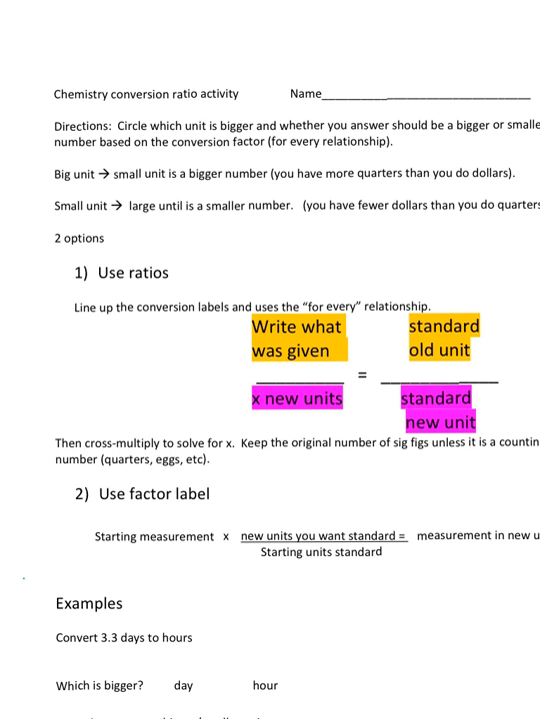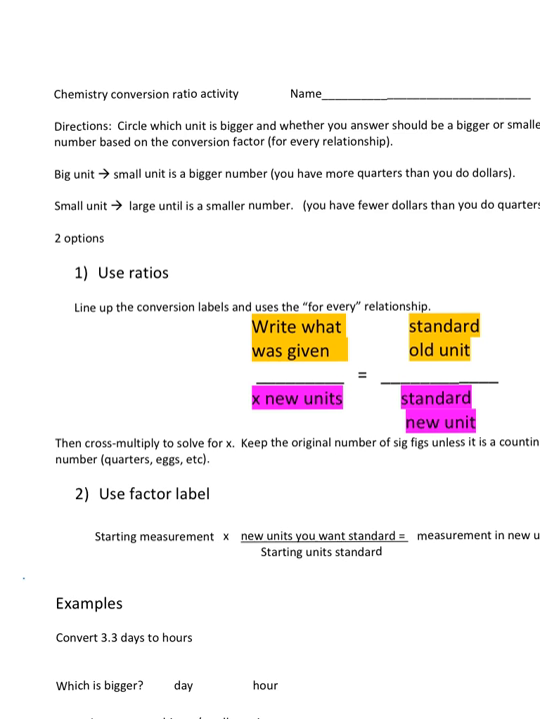Okay, so another thing to think about is, should my answer be getting bigger or smaller? Should I have more centimeters or should I have more inches? So if I'm going from a big unit to a small unit, like dollars to quarters, I should be getting more of them. If you went to the bank, you'd want more quarters than you had dollars. If I'm going from a small unit to a large unit, I'm turning my quarters in to get dollars, I'm going to expect to get fewer dollars than I do quarters.